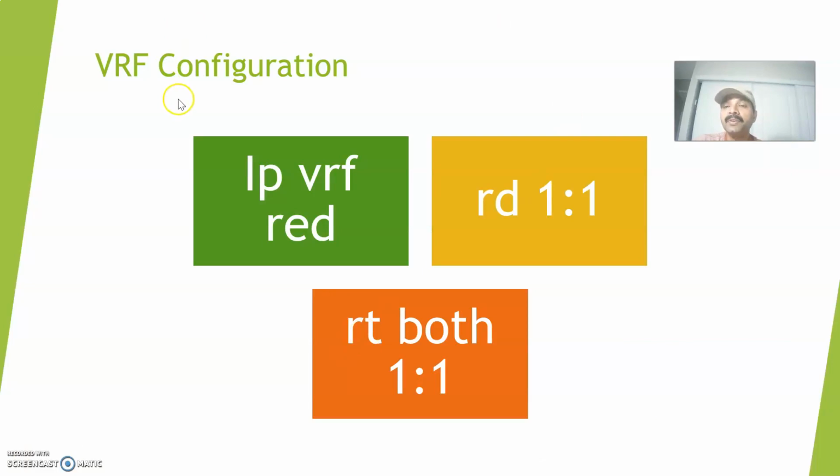So here is how to configure VRF. Go to configuration mode and enter ip vrf red. Under that, I have to assign two values: one is the RD and the other is the RT. So what is an RD? It is the route distinguisher. We can see that from the name itself.